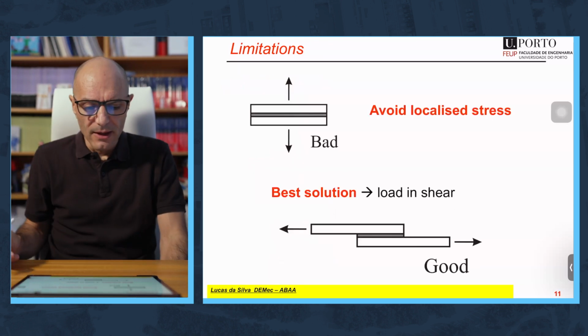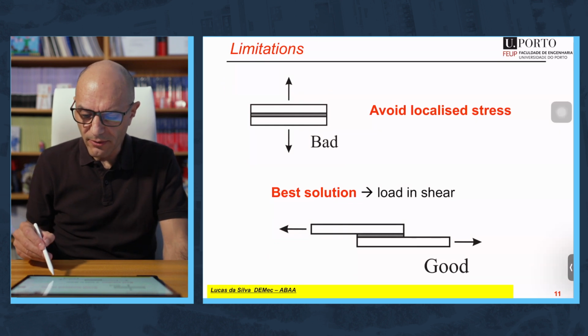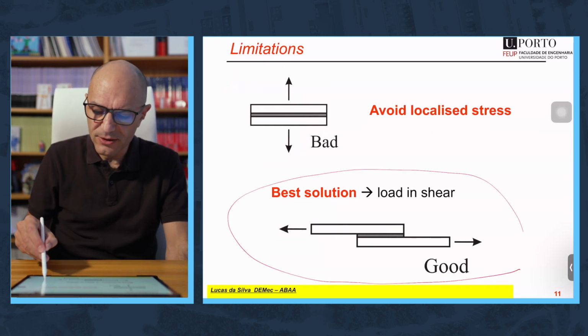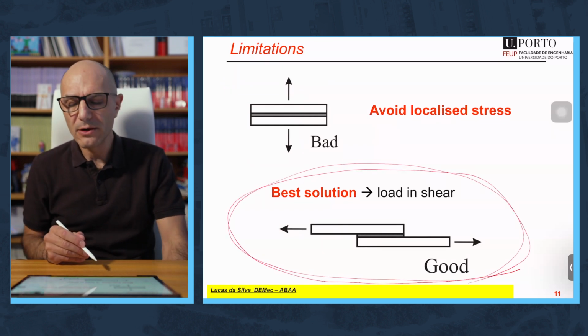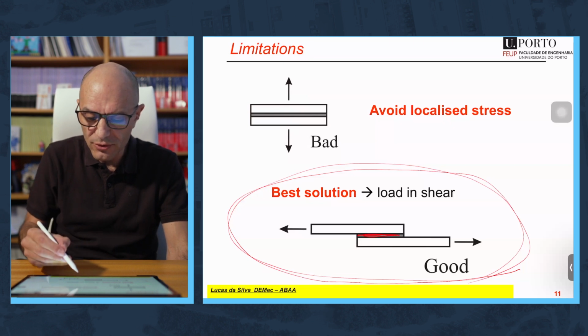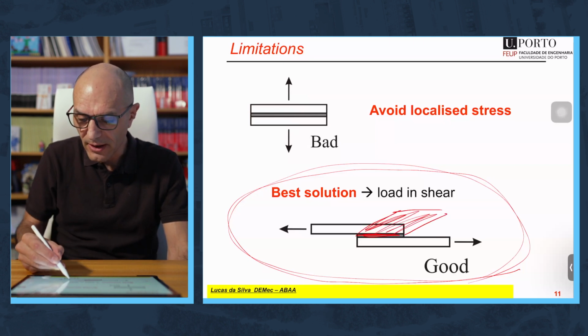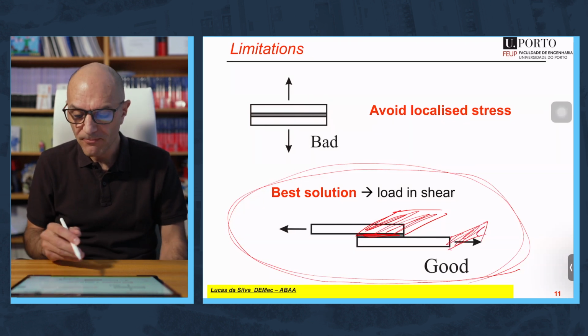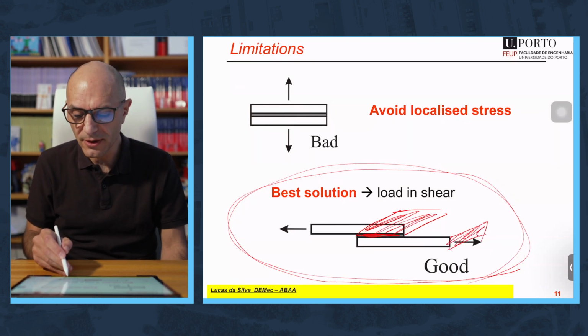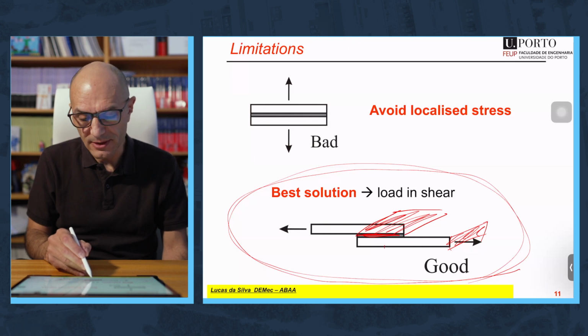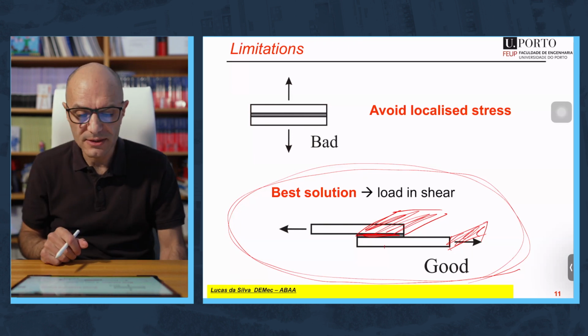Okay, so we understood this is by far the best solution because we load the adhesive in shear and we have a huge resistant area for the adhesive. All of this is resisting. The substrate is just this part, okay? The substrate is true, it's stronger, but the adhesive is weaker, but it has a huge resistant area.